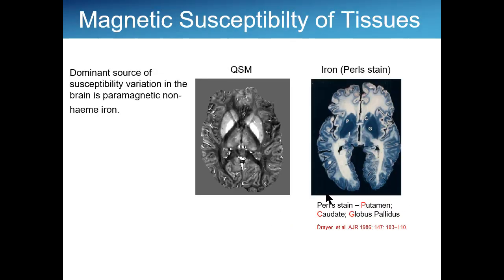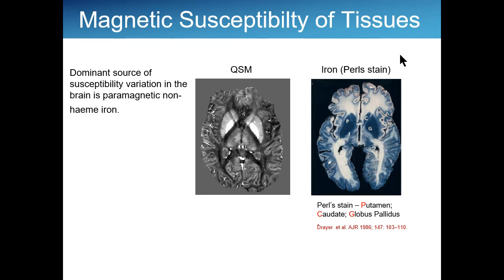So when we're thinking about the human body, and this is a first example quantitative susceptibility map, the dominant feature really that you see is the effect of iron deposits. So non-heme iron deposited mainly in the form of ferritin.